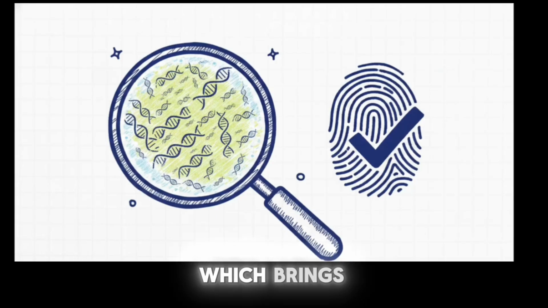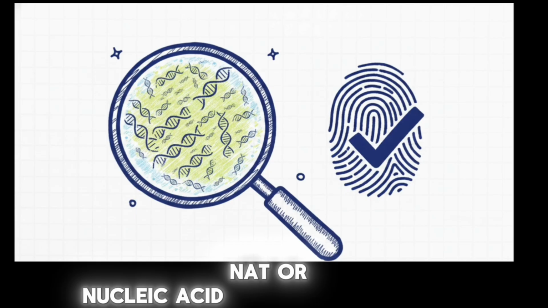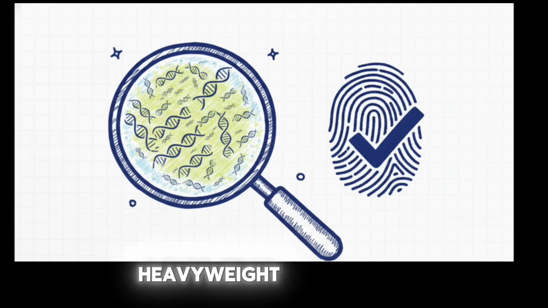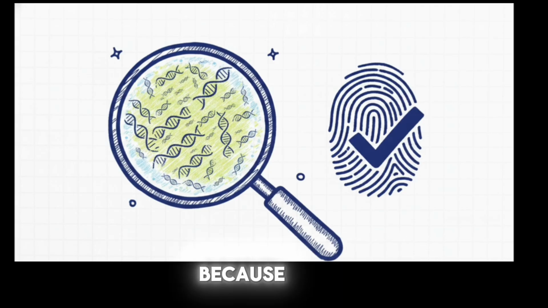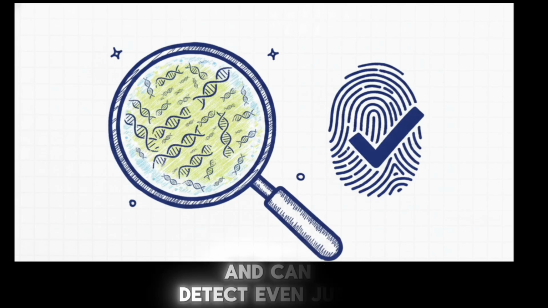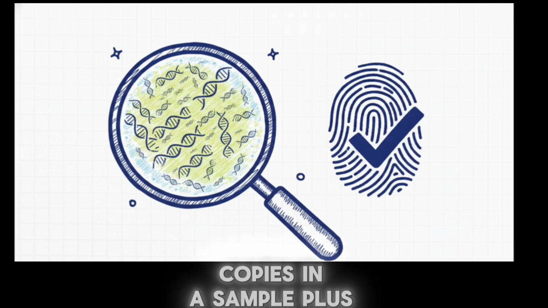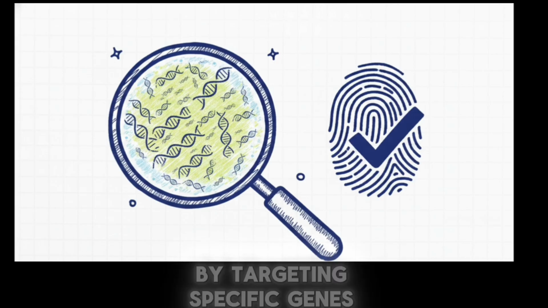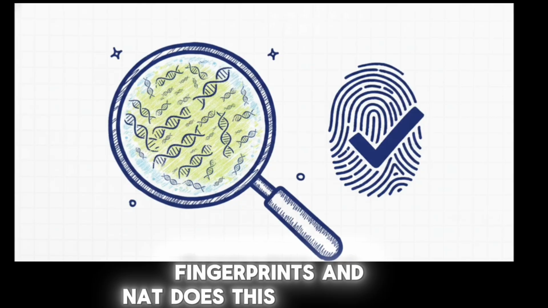Which brings us to the absolute revolution in diagnostics: NAT, or nucleic acid amplification tests, like PCR. Today, NATs are the undisputed heavyweight champions of diagnosis. They've almost totally wiped out the need for cell culture because they are exponentially more sensitive and highly specific. They are much faster and can detect even just a microscopic handful of chlamydial DNA copies in a sample. Plus, they can easily tell the difference between species and serovars by targeting specific genes. If you want to catch a genetic stealth invader, you look for its genetic fingerprints, and NAT does this flawlessly.